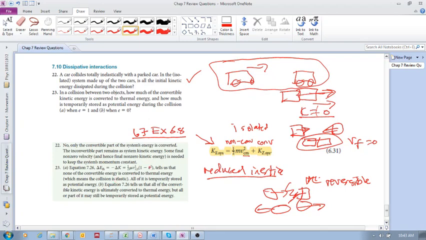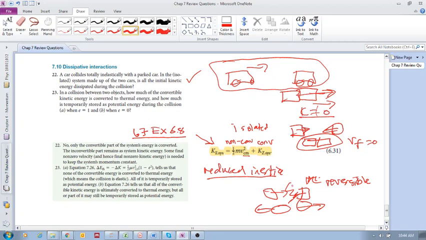So if we put a 1 in there, this whole thing is 0. So your change in kinetic energy is 0, so there's no change in thermal energy. Your change in thermal energy is 0. Now part B, what about a totally inelastic collision? There's a 0 there, this becomes 1, and your delta K equals minus this.